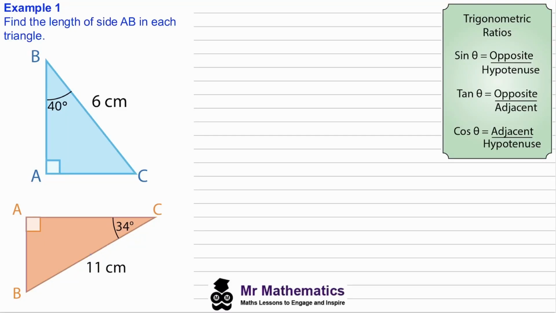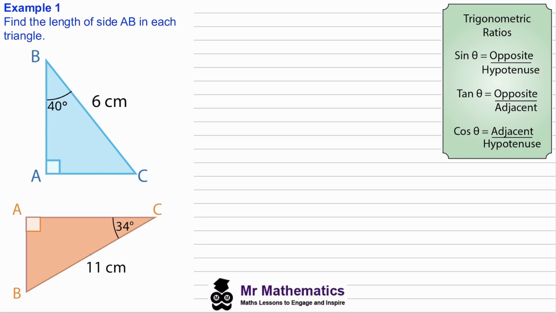Hi everyone. So in this video, I'm going to show you how to use the trigonometric ratios, sine, tan, and cos to work out an unknown length in a right angled triangle. So this is all about identifying the correct side. If we look at our first example, we need to work out the length of AB in each of these triangles.